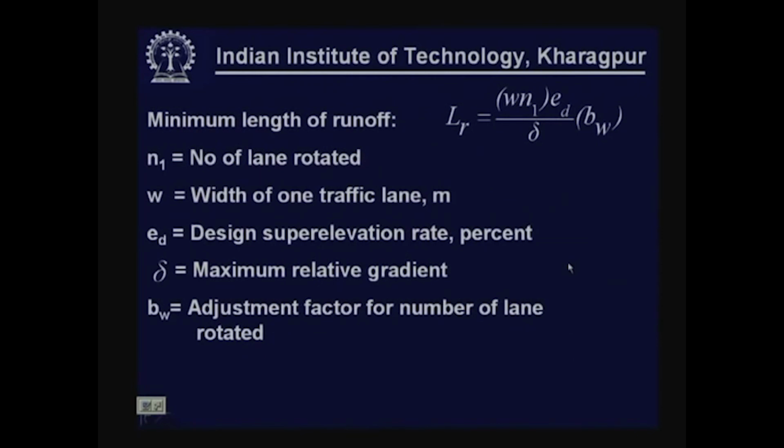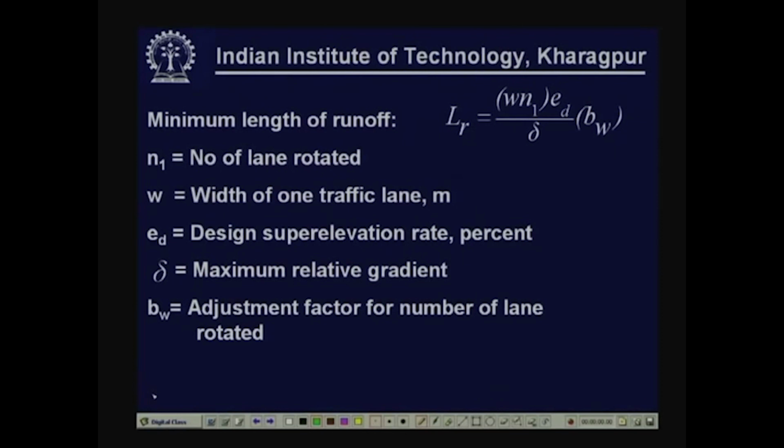Now, considering these aspects, the minimum length of runoff is decided using this formula. This is the equation that is used: LR equal to W n 1 into E d by delta multiplied by B w. Now, let us try to understand this equation first, excluding this term B w. That means, initially without considering B w.